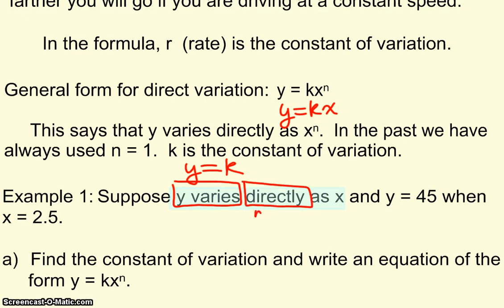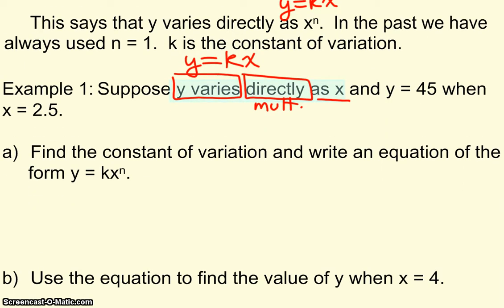In direct variation, it is always a multiplication problem. So we are going to multiply by whatever follows, which is x. So for this particular problem, our basic formula is going to be y equals kx. Now we're going to take the values we know, substitute them in, and find a value for k.